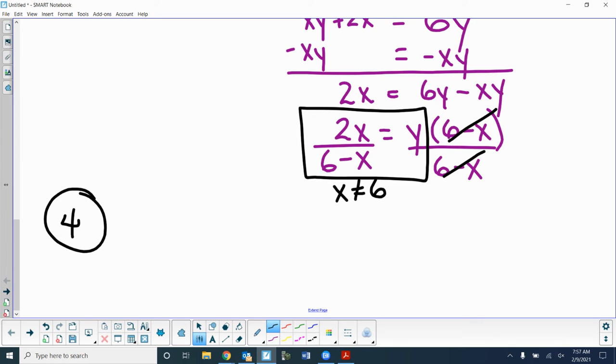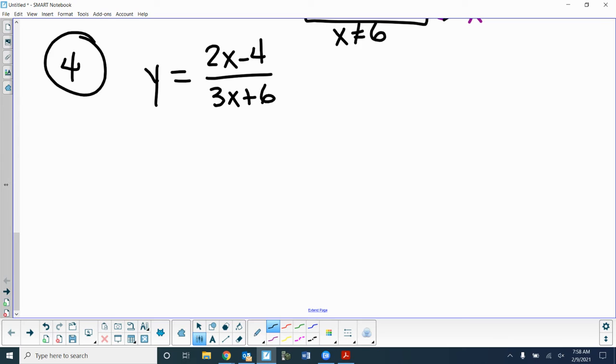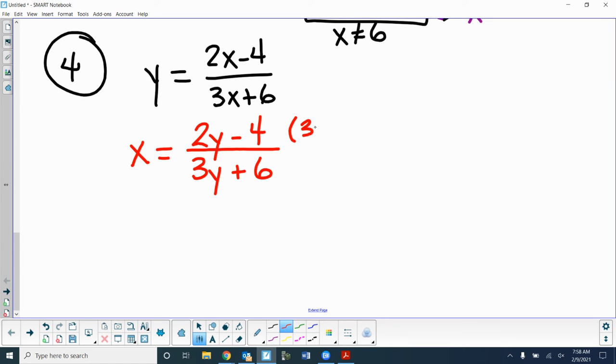Okay, number 4. Again, instead of f of x, I just think of it as y equals. Okay, so we're going to swap it out. So x equals 2y minus 4 over 3y plus 6. Okay, we got that y in the denominator again. So we're going to move it out by multiplying both sides by 3y plus 6.